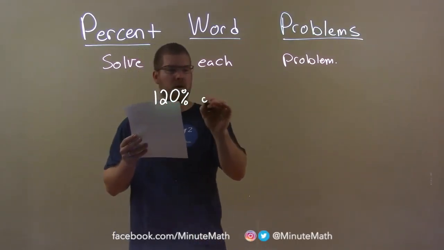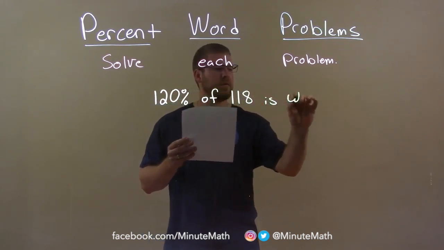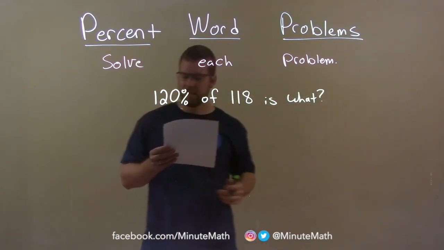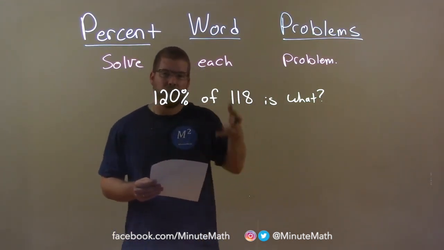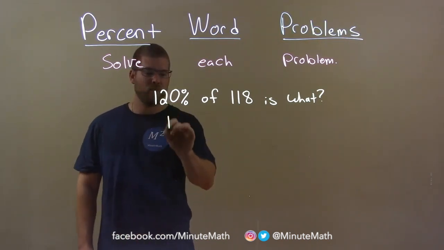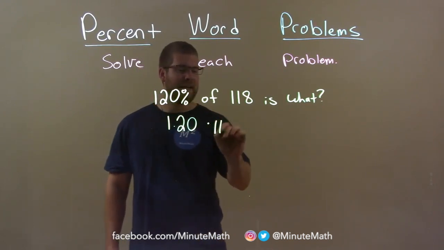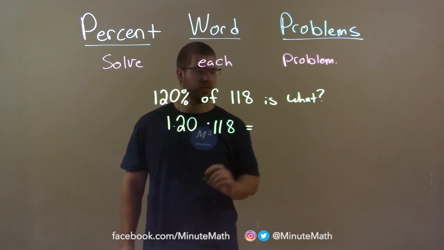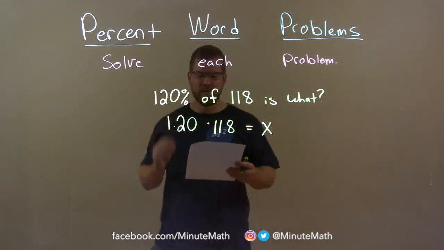120% of 118 is what? Okay? Well, we have 120% of 118 is what? Let's write this as an equation. 120% as a decimal is 1.20, of means multiplication, 118 is equal to what? Variable x. So now we have 1.20 times 118.